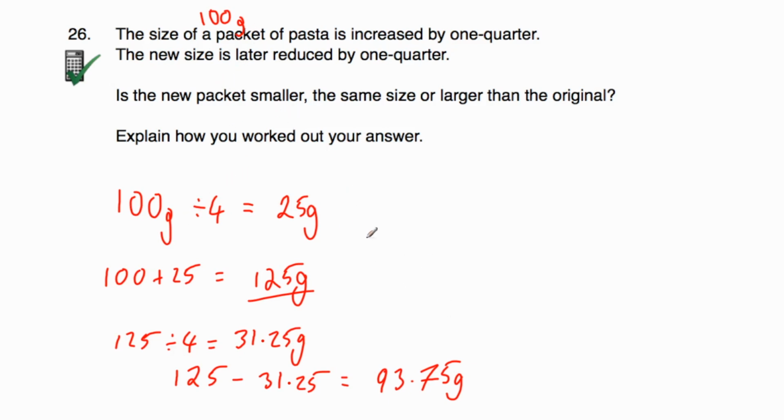So if we increase something by a quarter and then decrease it by a quarter, it's smaller than the original amount. And you can change that. You could do 200 grams or 1,000 grams or 50 grams, and you'll always find that it's going to be smaller. So the answer is it's smaller.